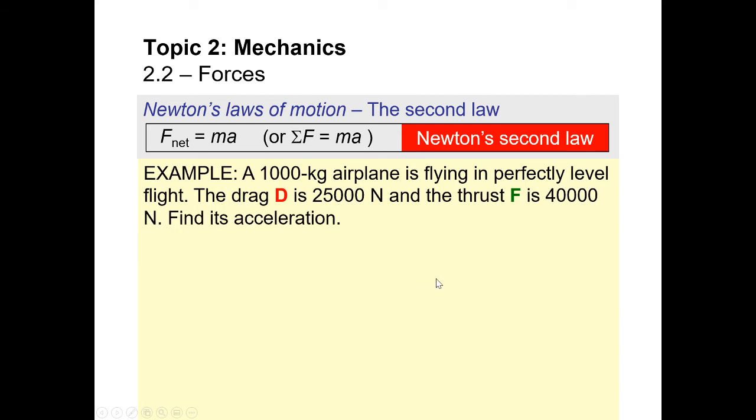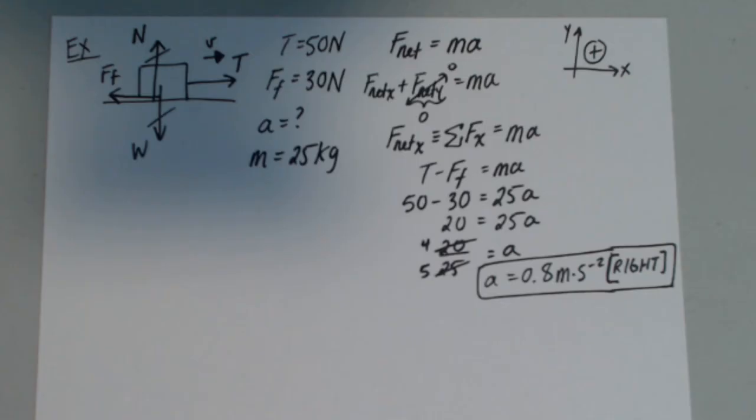Okay, next, a 1,000-kilogram airplane. So there's that airplane again that we finished off with last time, is flying in a perfectly level flight. The drag, capital D, is 25,000 newtons and the thrust F is 40,000 newtons. Find its acceleration. All right, so again, I hope you have the slides in front of you, so you have the question in front of you.